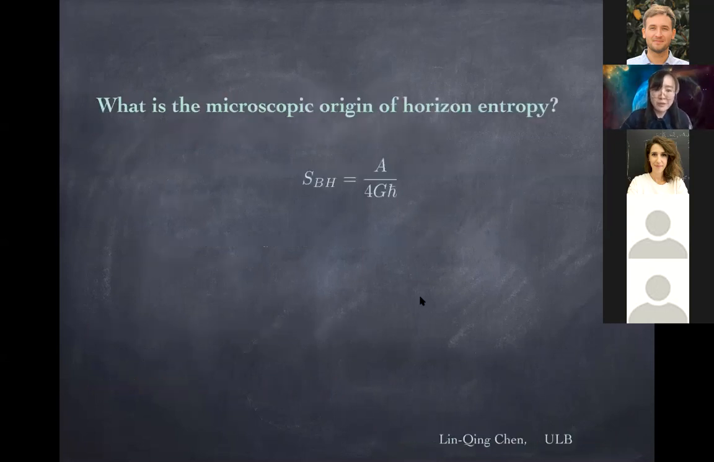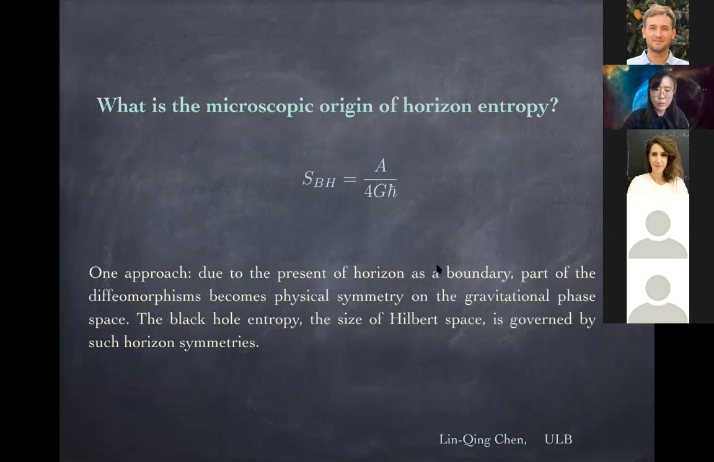So we're all deeply curious about what is the microscopic origin of the horizon entropy, what are the degrees of freedom responsible for it, and how can we define phase space and eventually the Hilbert space for those quantum states. Due to the presence of the horizon as a boundary, part of the diffeomorphisms become the physical symmetry on the gravitational phase space. And the black hole entropy, the size of the Hilbert space, is governed by such horizon symmetry.